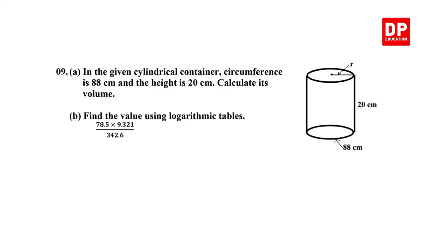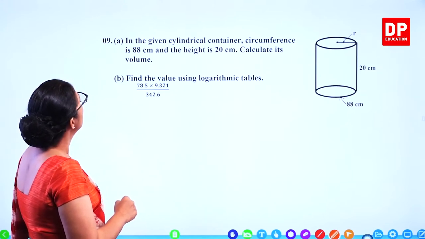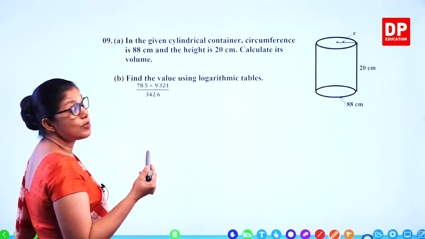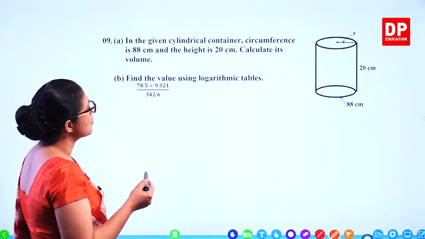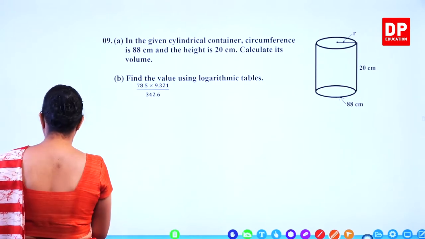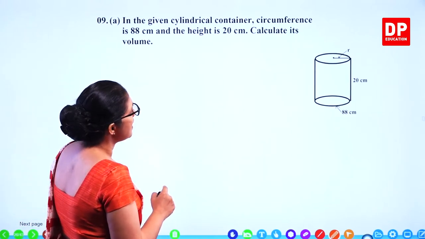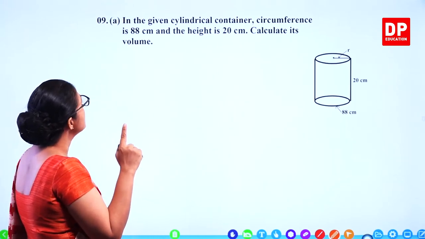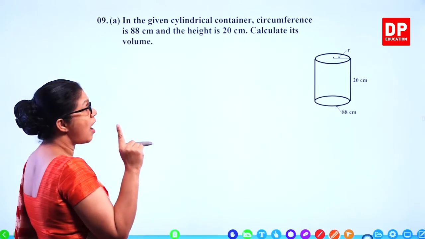Question number 9. So that's about a container, so circumference is given. You need to calculate the volume and you have to use the logarithmic tables for the next question. So let's do that. In the given cylindrical container, circumference is 88 and the height is 20. Calculate its volume. So to find out the volume, we need pi r squared h, so r you need.